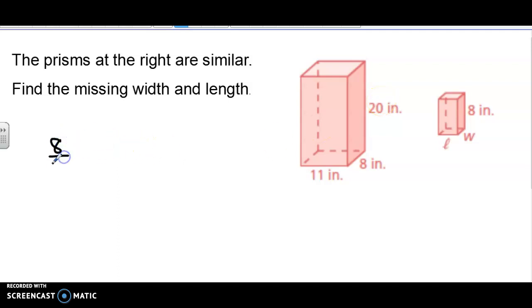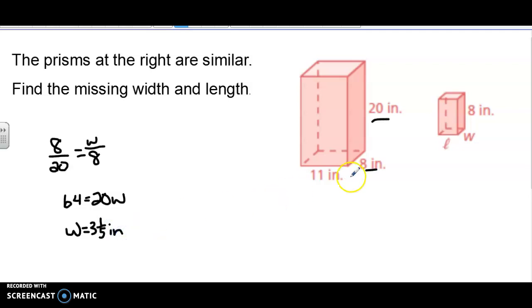So 8 over 20. Again, I'm doing this 8 here over this 20. So not this one, this 8. Alright, and since I'm doing this 8 on top, I need to have W on top. And since 20 is on bottom, I need to have this 8 over here on the bottom. So now we can cross multiply, which gives 64 equals 20W. And then I divide by 20, and I get W equals 3 1/5. And that would be inches.